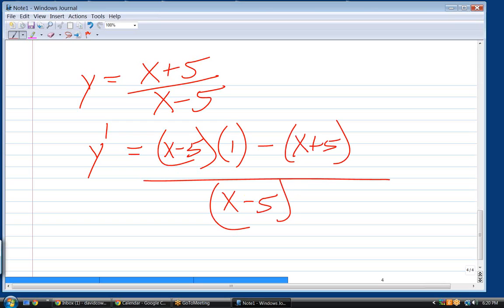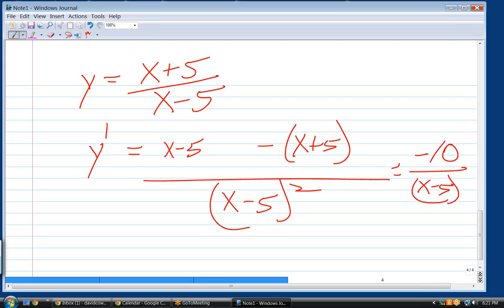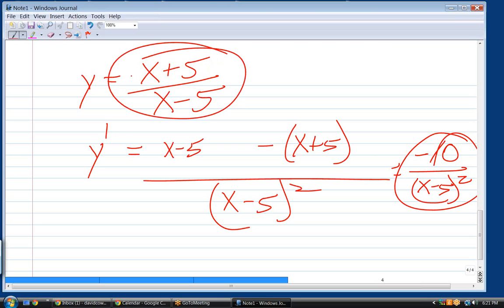Now, the numerator simplifies quite nicely. I don't need these parentheses at all. We got an x minus an x. So we have minus 5 minus another 5, which becomes minus 10 over x minus 5 quantity squared. There's your answer for the derivative of this function.